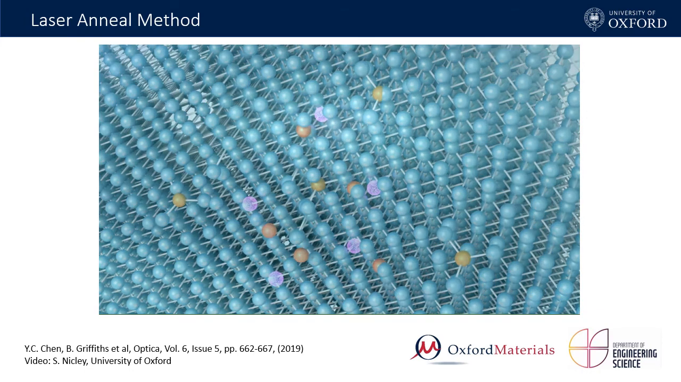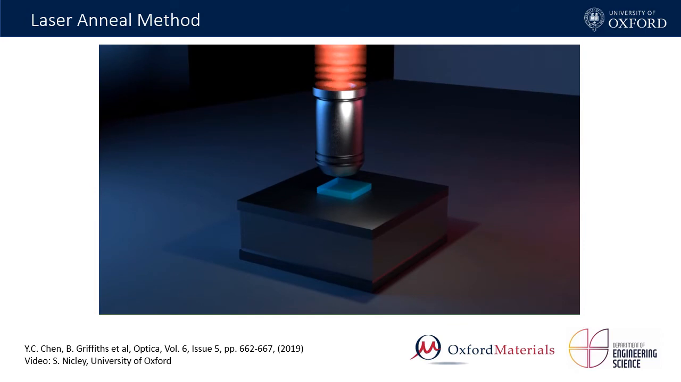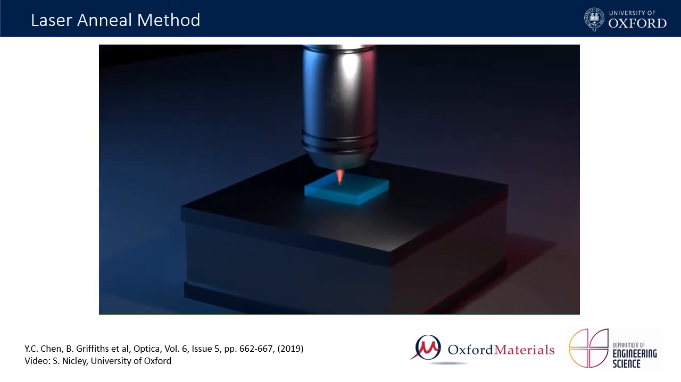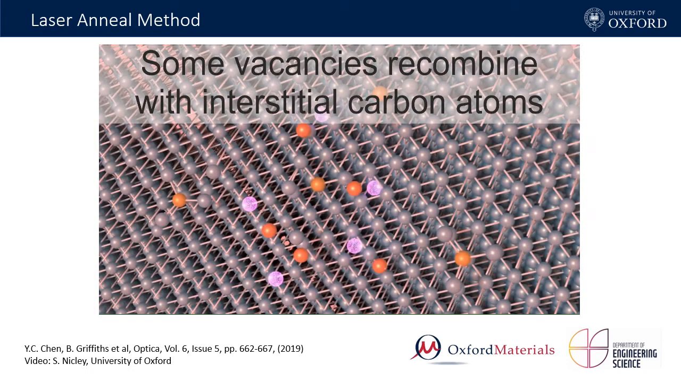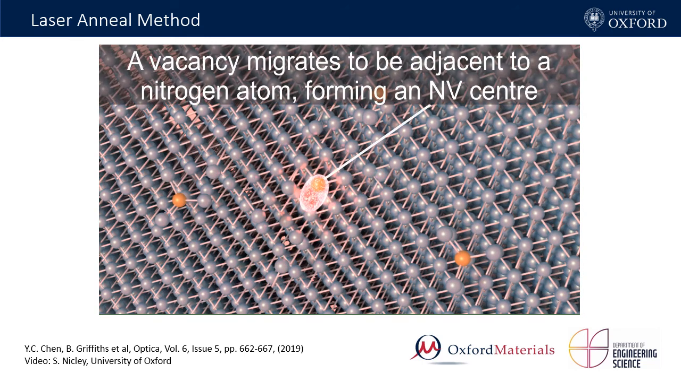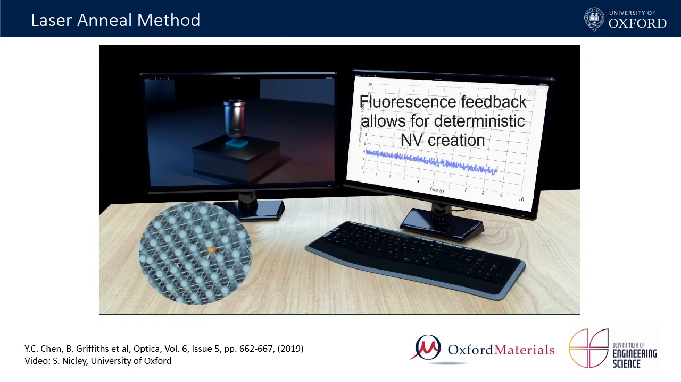We now turn down the laser power and send in a train of lower energy pulses, which allows the vacancies and interstitials to diffuse around but doesn't have enough energy to damage the lattice itself. Many of the vacancies and interstitials will recombine because it's energetically favourable, but some of them will dissociate and some of them will form NV centres. At the moment, this is still a stochastic process. However, we can use our fluorescence monitor to be able to continue processing until we see the signal we want.